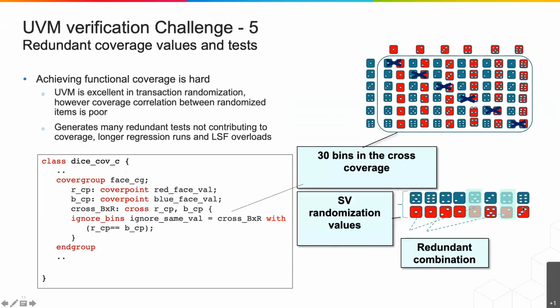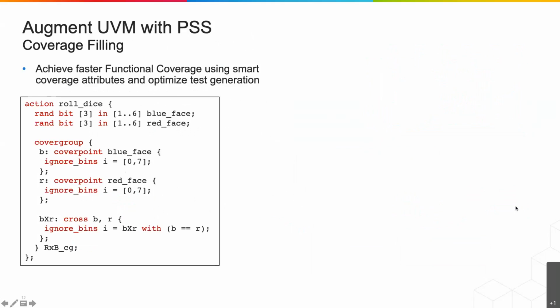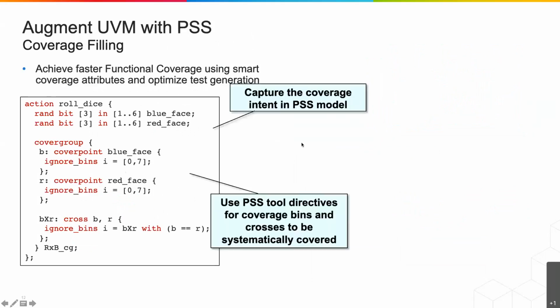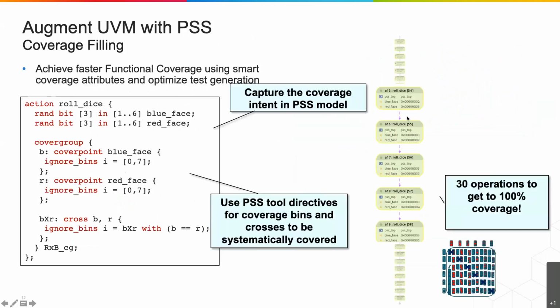With PSS, it's much more optimal since PSS does the solving upfront in many cases. For most of the input attributes, you can do the upfront coverage generation. And using PSS tool directives, you can create optimal test scenarios needed to get to 100% coverage. In this case, for 30 cross bins, you just create 30 operations to get 100% coverage.